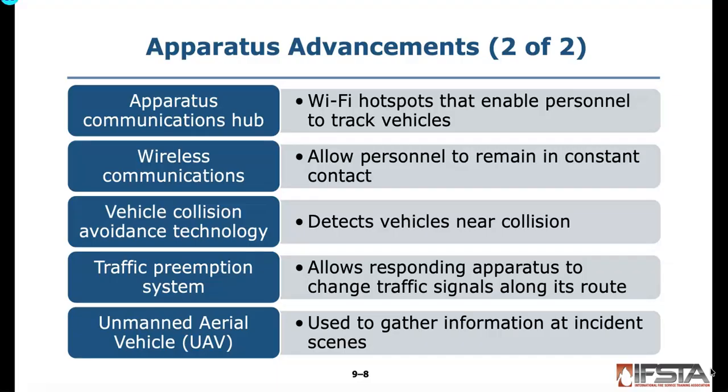Vehicle collision avoidance technology, traffic preemption system, which allows responding apparatus to change the traffic signals while they're en route. It's also referred to as an opticom. So you might hear that. That will change the signal if the cities or authorities having jurisdiction place those in operation on their traffic signals.